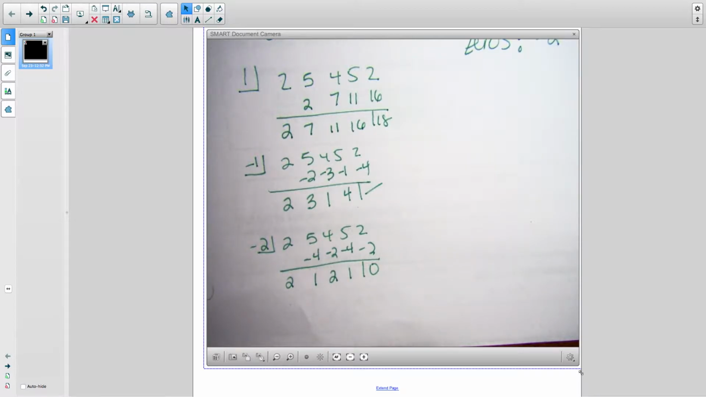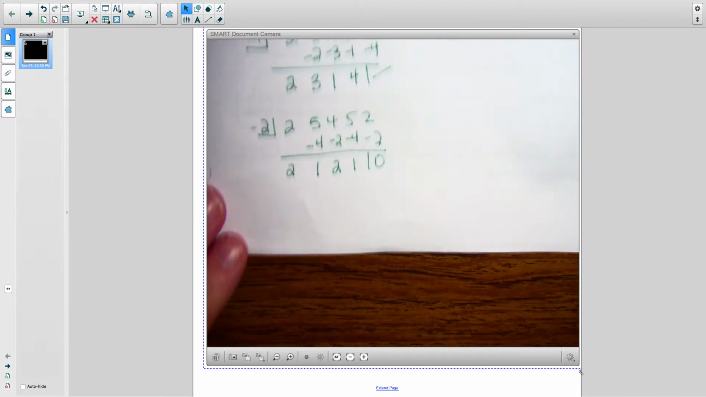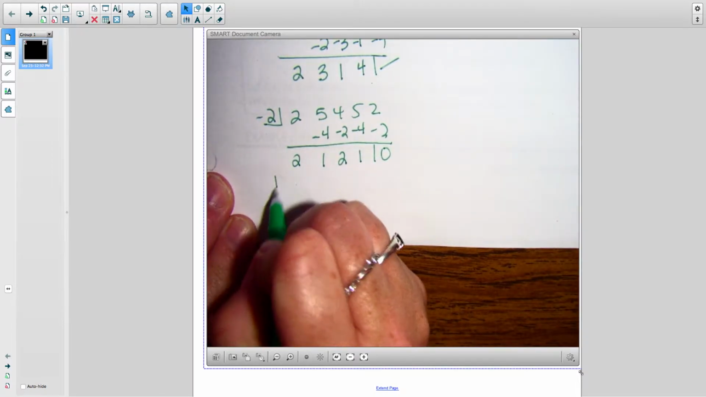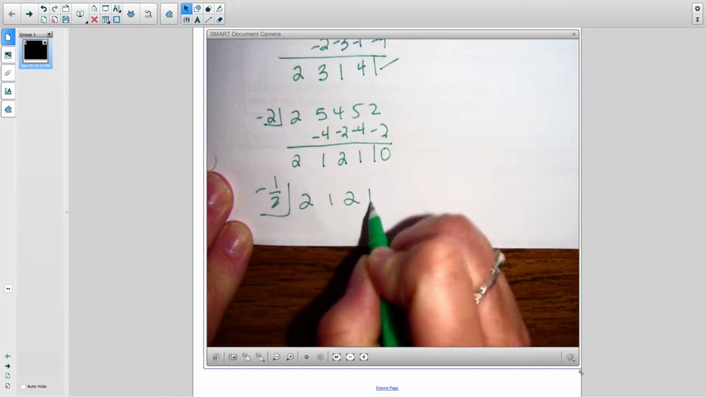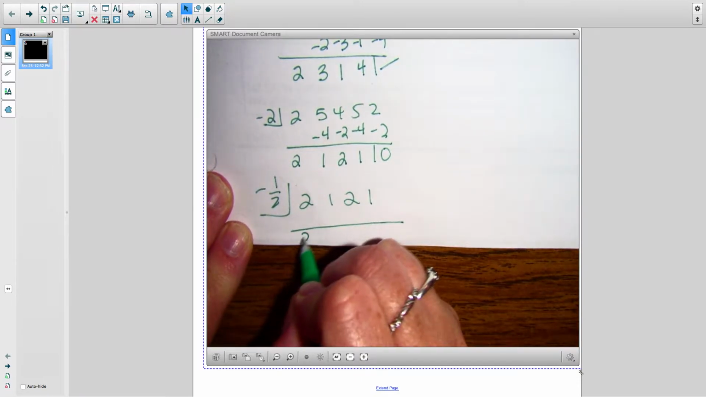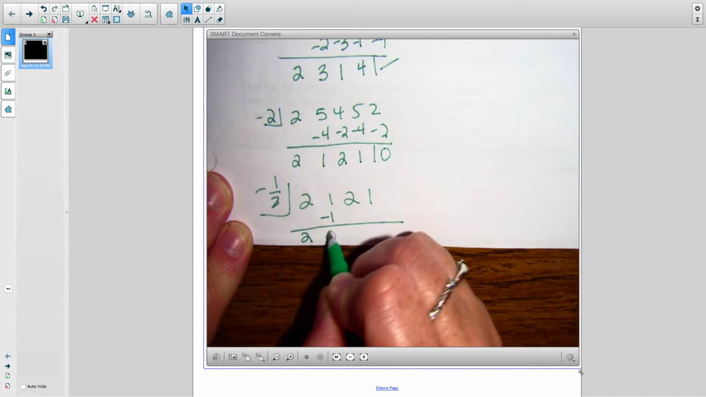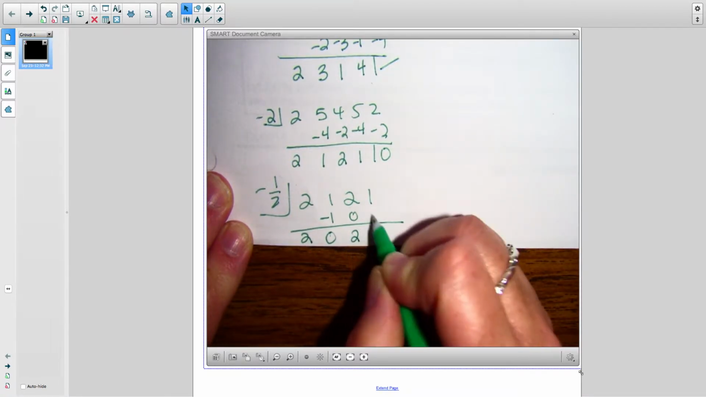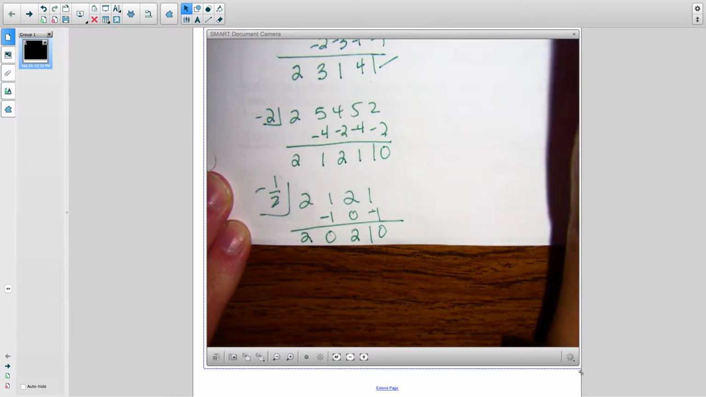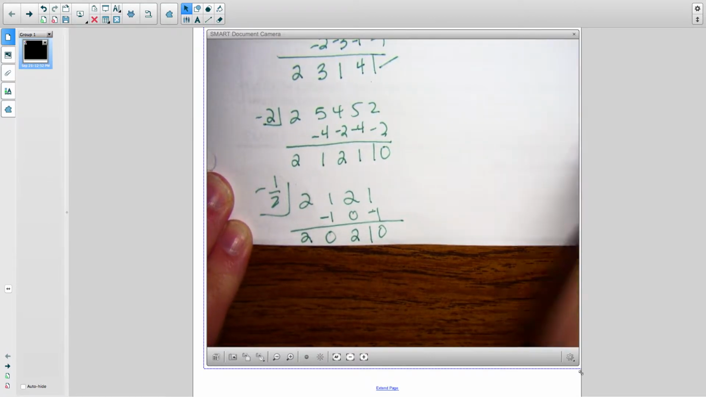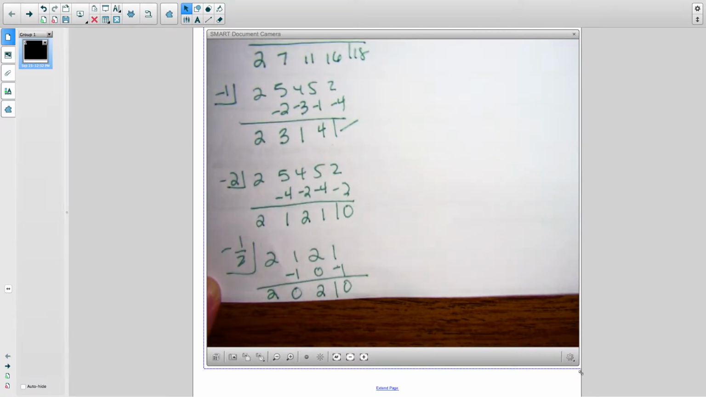So I have one more to check. Which one is that? And what am I going to divide a half into? The original? No, this other factor down here. So I'm going to use this one and take a negative a half. 2, 1, 2, 1. See what happens. There's a negative 1, 0, 0, 2, negative 1, 0. So negative a half is another zero.